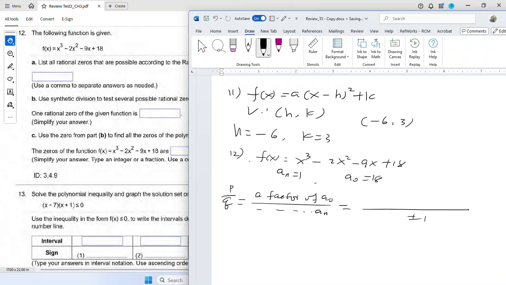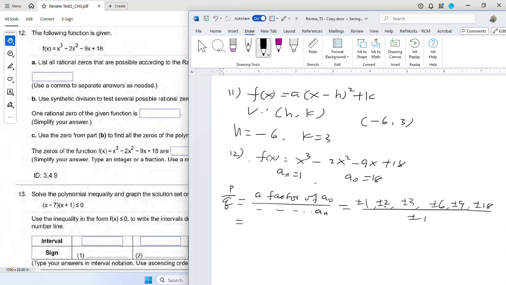And how do I write down my a sub 0? We're going to have 1 and 18, okay? And then we're going to have 2 and 9, okay? And then we're going to have 3 and 6. And that is pretty much it.